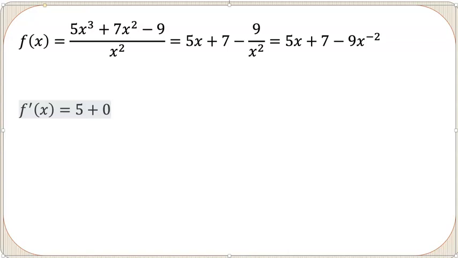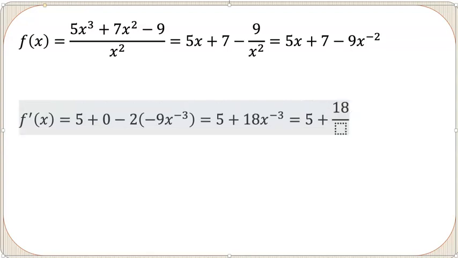Right, so we have minus 2 times minus 9 to the power minus 2 minus 1, that's negative 3. Alright, so that's going to give you 5 plus 2 times, the 0 is gone, so 2 times 2, 2 times 9, 18, x to the power negative 3. And we can take care of that negative 3 by saying equal 5 plus 18 over x to the positive 3. Yeah, that takes care of that. Alright, nothing difficult in differentiation.